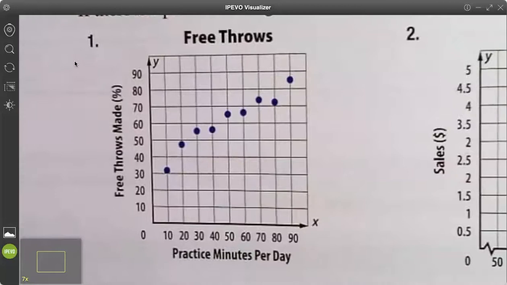Okay, you don't have to write anything down, but just think in your head, what's the correlation and how would you explain it? Real brief sentence, just think in your head how you would do that. This is a positive correlation, and I would explain it: the more you practice, the better you are at making free throws. Because this graph shows us that the more minutes practiced per day equals higher free throw percentage made. Positive correlation.